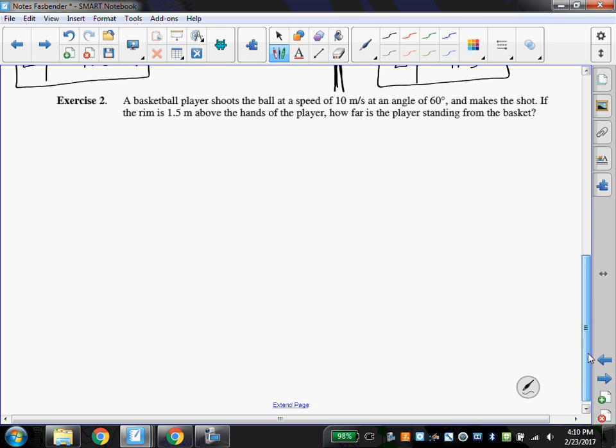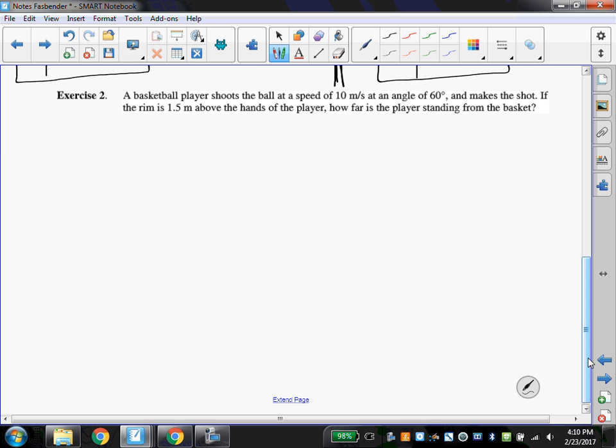Let's do a second exercise just to get this down pat. A basketball player shoots the ball at a speed of 10 meters per second at an angle of 60 degrees and makes the shot. If the rim is 1.5 meters above the hands of the player, how far is the player standing from the basket?